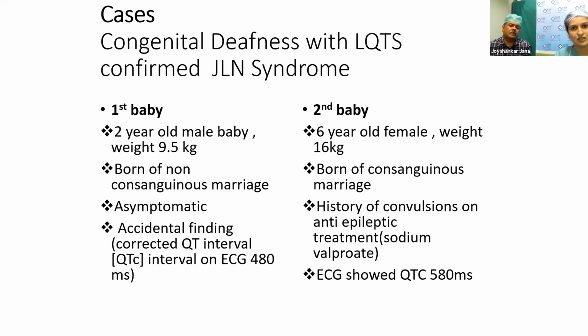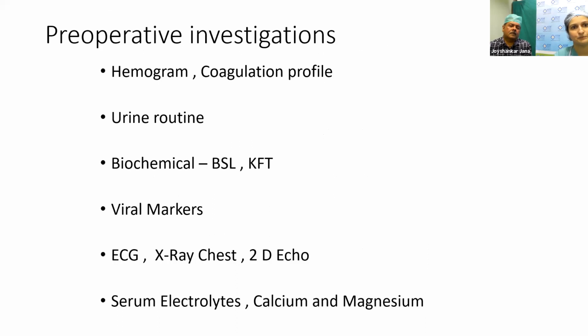The second baby was a 6-year-old female, weighing 16 kgs. She was born of a consanguineous marriage, and she had a history of convulsions, and she was on routine anti-epileptic treatment of sodium valproate. The ECG showed a QTc interval of more than 580 milliseconds.